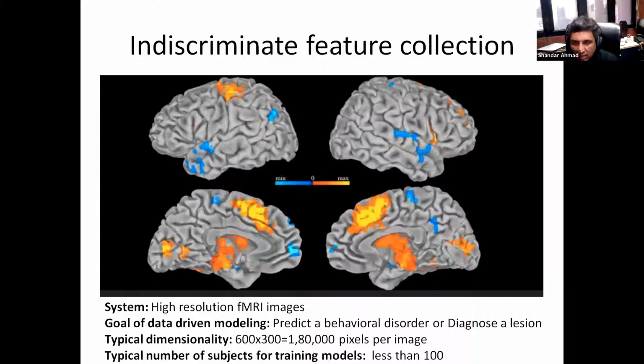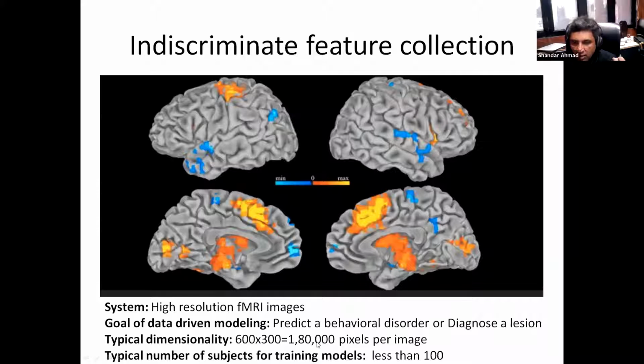So people have been collecting indiscriminate features. For the kind of models that we have to create, such as in MRI images, even if it is a 600 by 300 pixel image, you have 180,000 pixels.